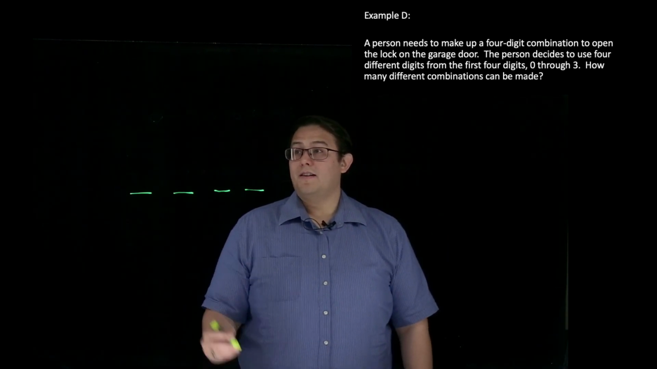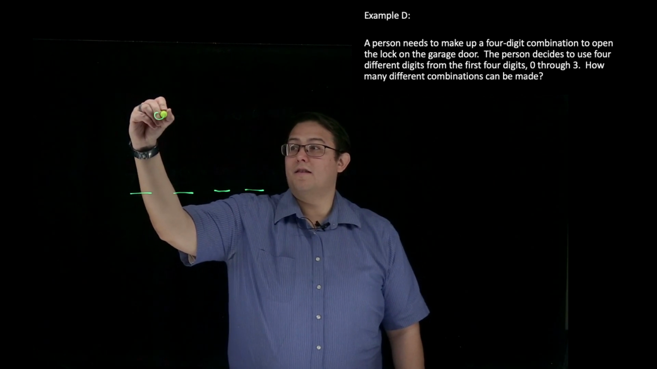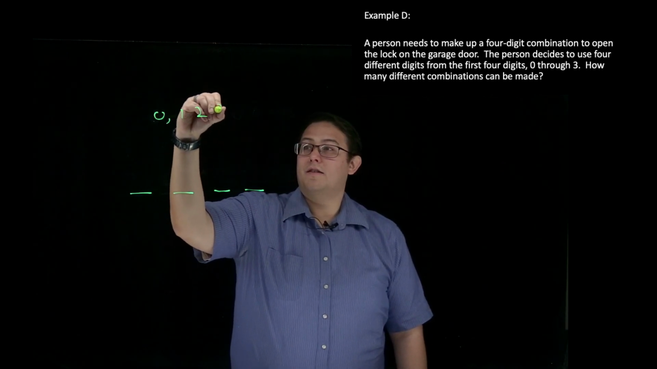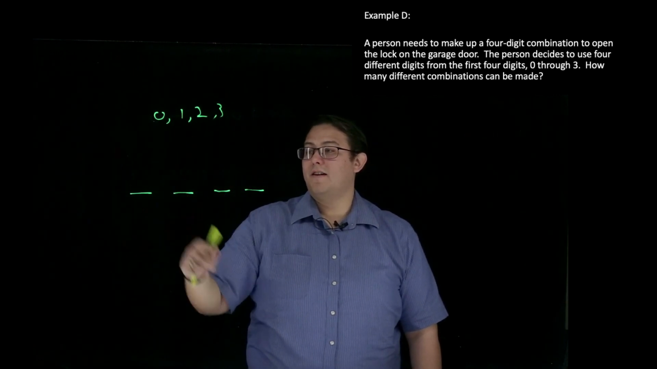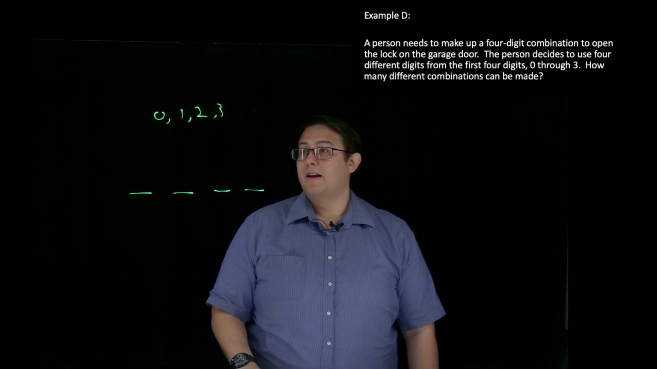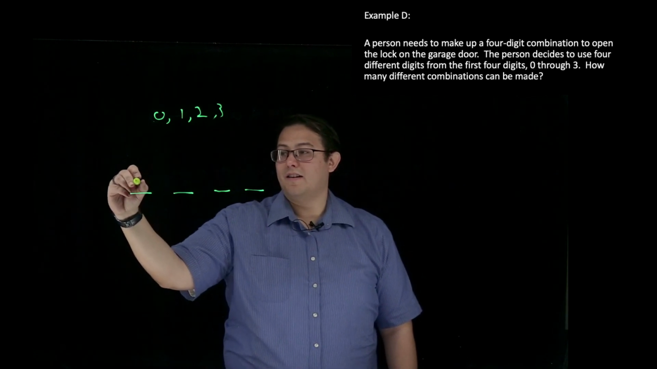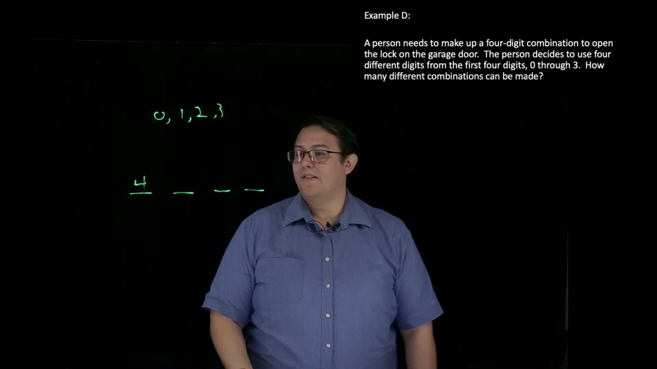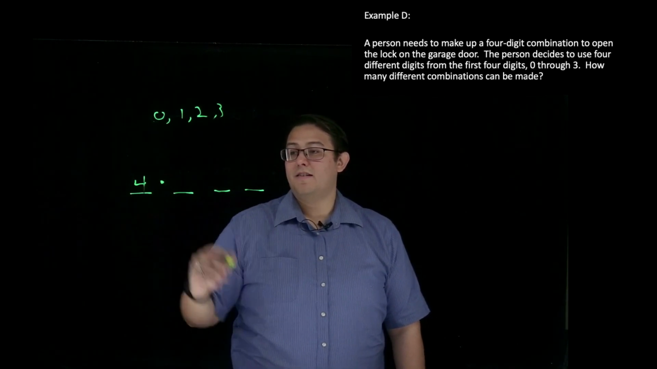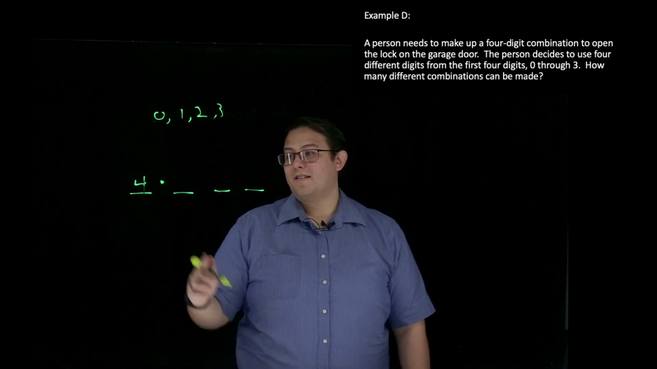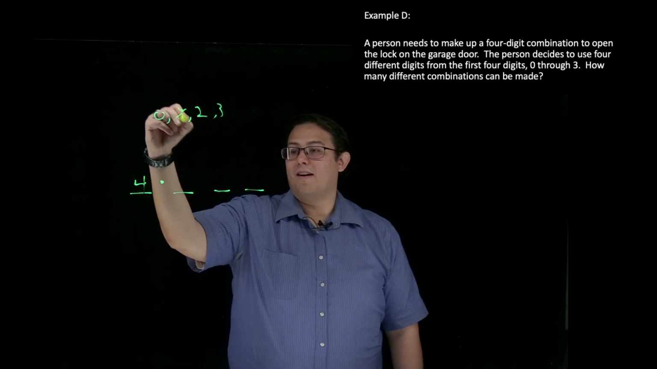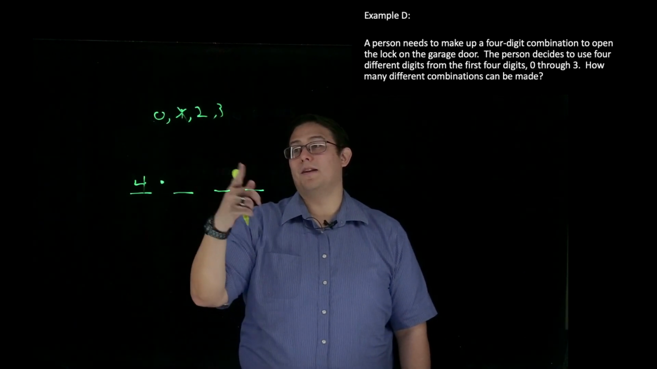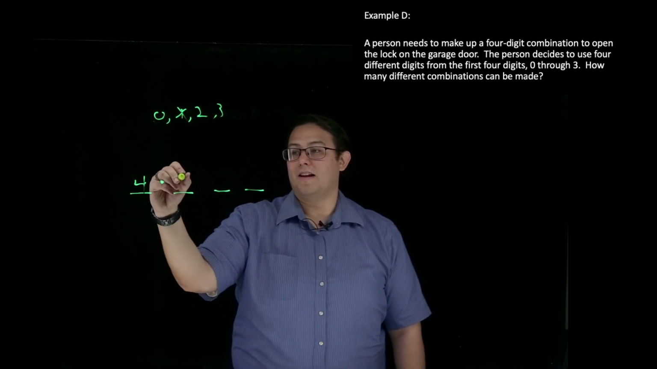So if we're only using the digits 0 through 3, so that's 0, 1, 2, and 3, I'm going to pick one of those digits and go here. For the first one, we have 4 different possibilities. Now since the digits have to be different, let's say the first one was a 1, then I can't use 1 anymore. So now I don't have 4 possibilities, I only have 3 possibilities.